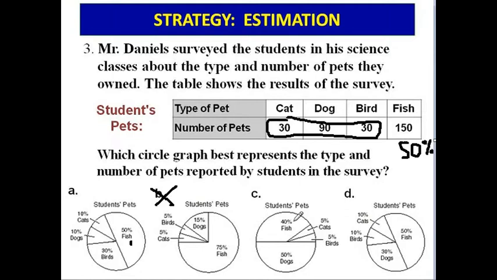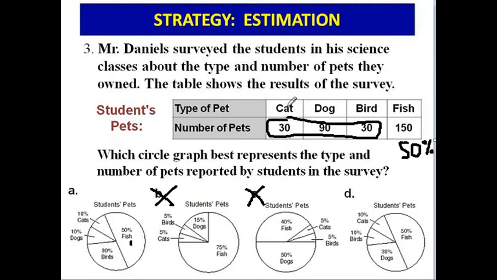Alrighty here. If you look at the number of cats and the number of birds, they're the same at 30. So both the cat and the bird wedges have to be the same size, and they're going to be the smallest wedges because the next largest wedge is going to be dogs. There's 90 dogs there, 30 cats, 30 birds. So I want dogs to be the next biggest slice, with cats and birds both being the same size. And if you look here, I've got dogs and cats being the same size, but I want cats and birds to be the same size.